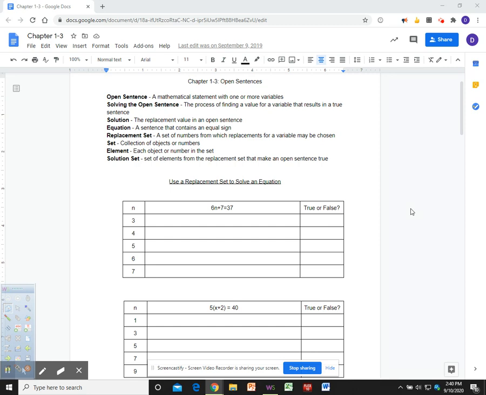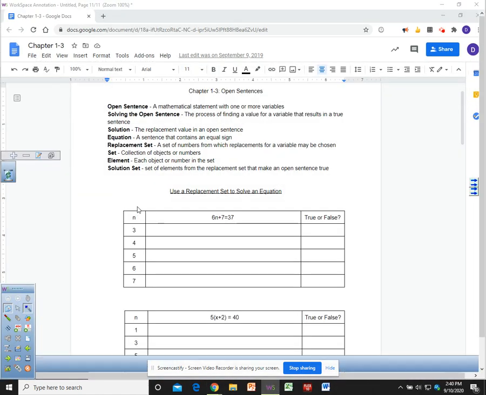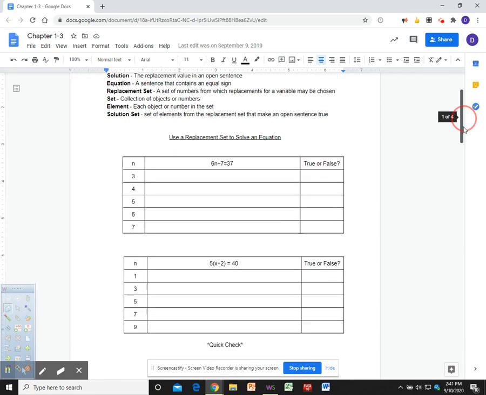A set is a collection of objects or numbers, and an element is one thing. So if you took an idea, a set would be like this right here. This is a set of numbers, okay? An element would be like that. That is one element. So the whole thing would be a set. Just one of them is a number or an element.